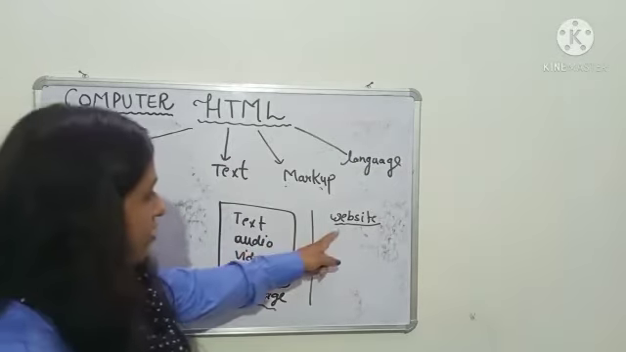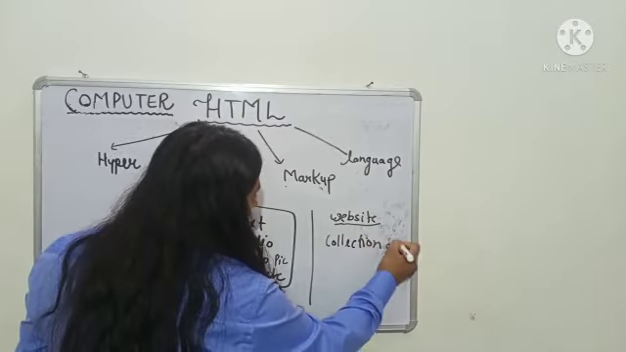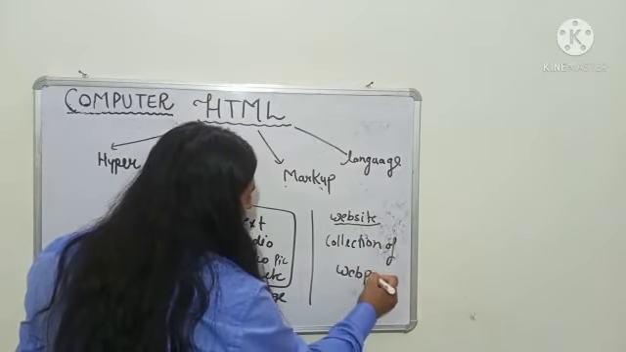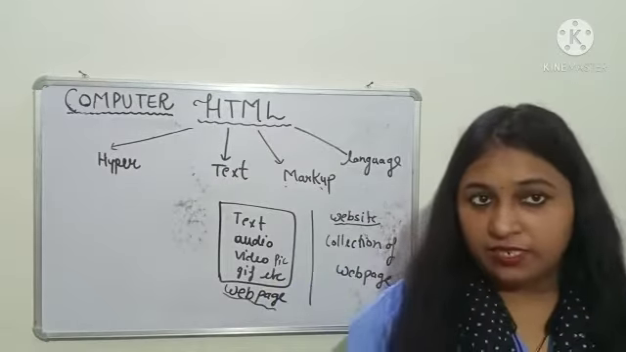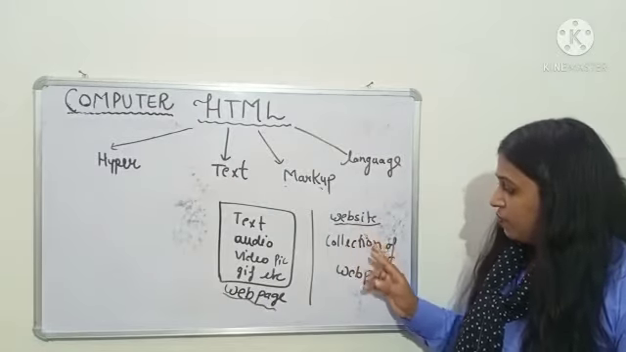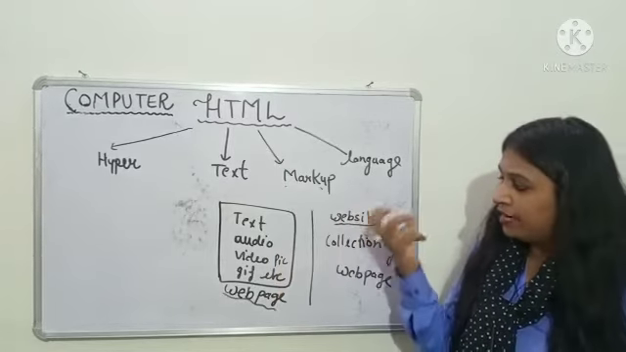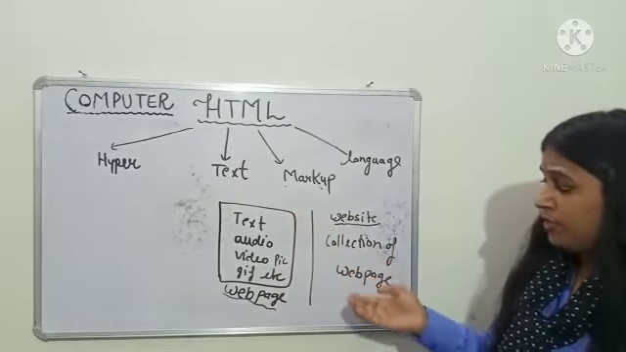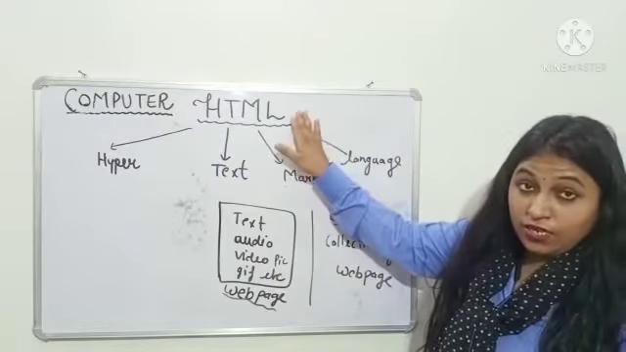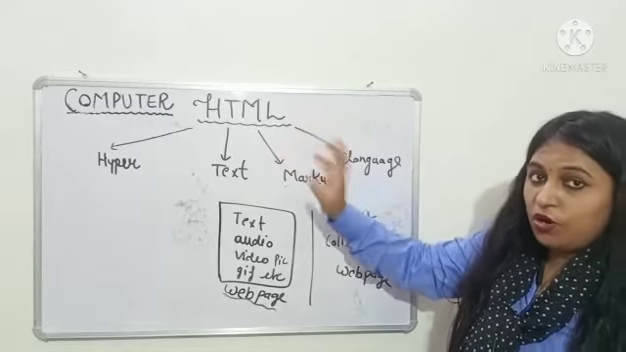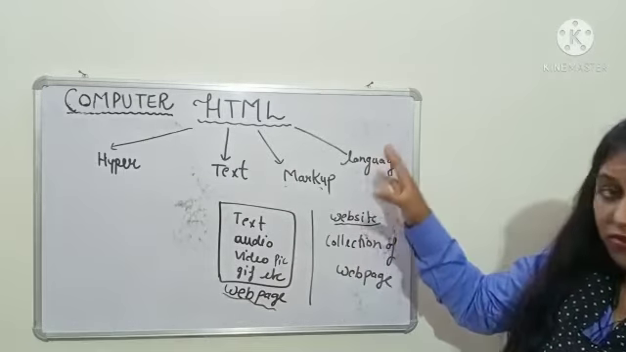Right? So a website is a collection of web pages. Means a lot of web pages create one website, right? So you can say a website is what? A collection of web pages. And what is a web page? A web page is a single page that holds the text, audio, video, picture, GIF, etc. Right? So HTML is what? Hypertext markup language is used for creating a web page and website. This is the main use of HTML.